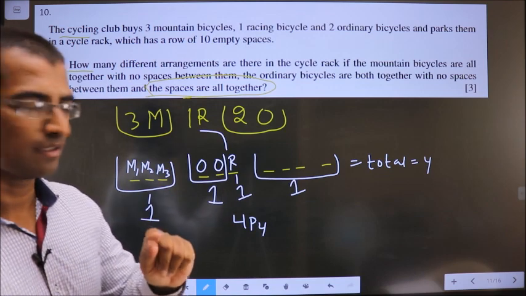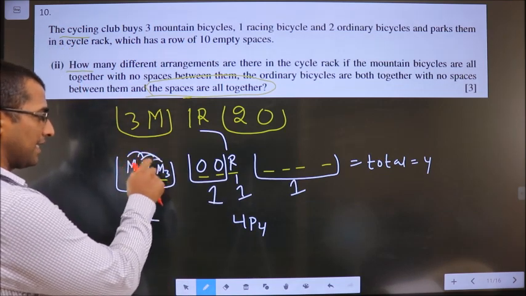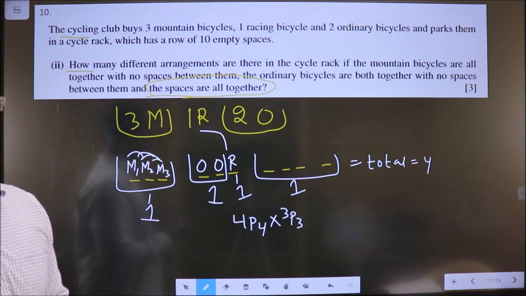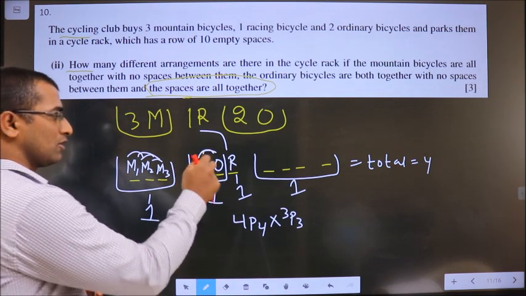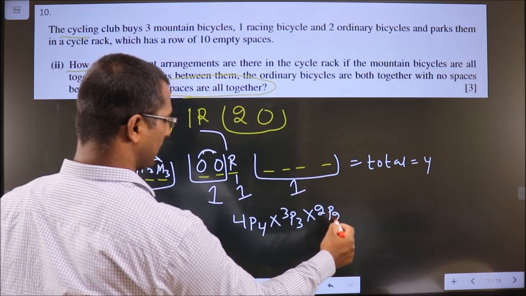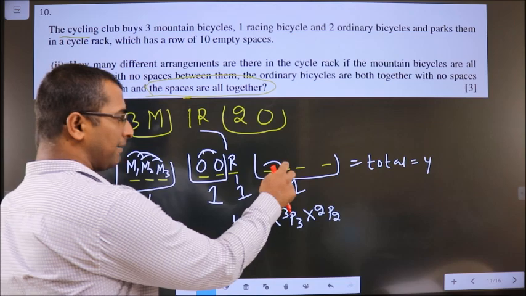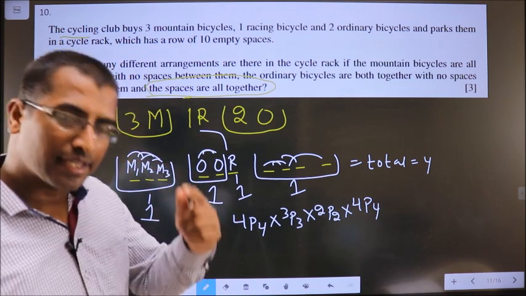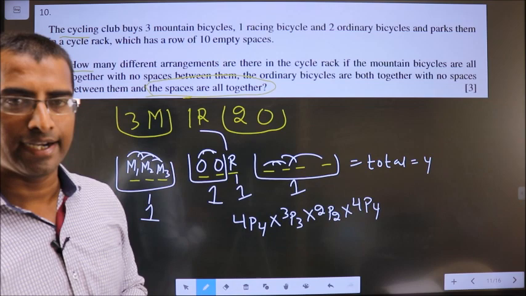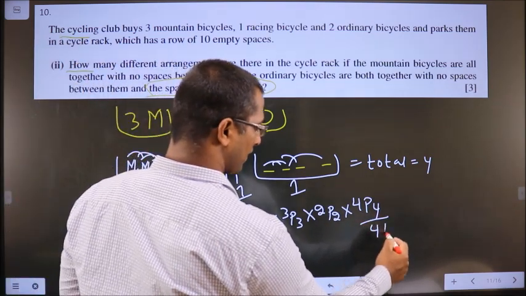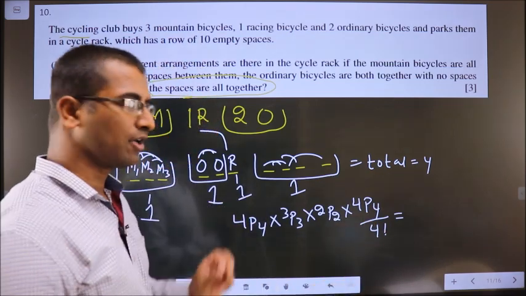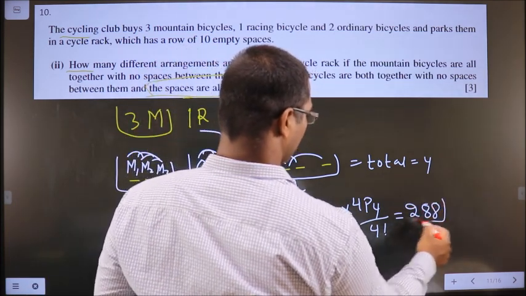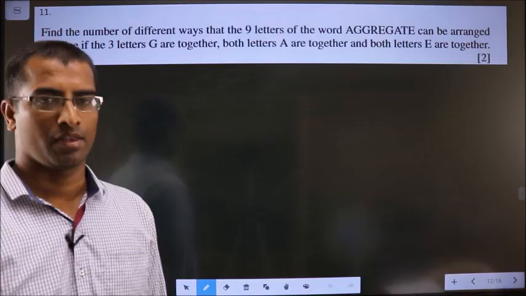Now look at inside. These mountain bicycles can be shuffled in 3P3 ways. None of them are identical, so no division. Next box, these 2 O's can also be shuffled between them in 2P2 ways. Now, these 4 empty spaces can also be shuffled in 4P4 ways. The catch is that the 4 empty spaces are all identical, so divide by 4 factorial. If you miss this, your answer will be wrong. Now put all at once in the calculator. You get the answer to be 288. That is your answer.